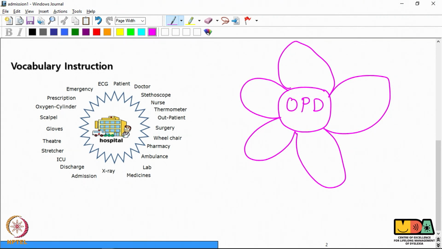What is the first word that comes to your mind? Yes, doctor. Yes, nurse. Yes, medicines. Then patient. One more word, pharmacy. Fair enough.